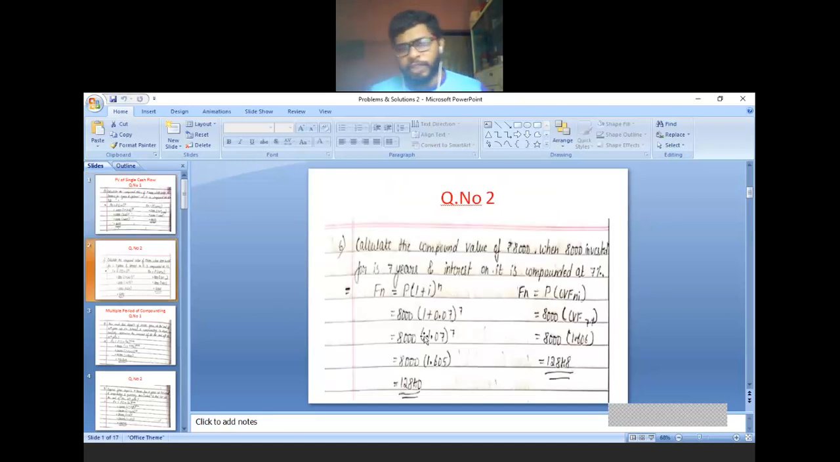We'll go to the second question. Calculate the compound value. Once again, try to understand, compound value calculation means future value calculation. Calculate the compound value of rupees 8,000 when 8,000 is invested for 7 years and interest on it is compounded at 7 percentage. So interest rate is 7 percentage. What is 8,000 rupees? You are investing 8,000 rupees single time or one time. Therefore, it is the case of future value of single cash flow.